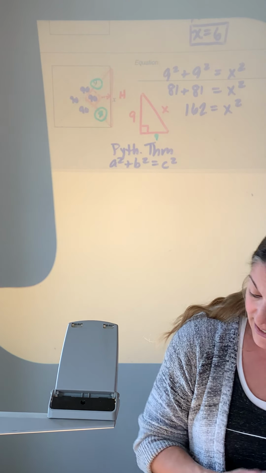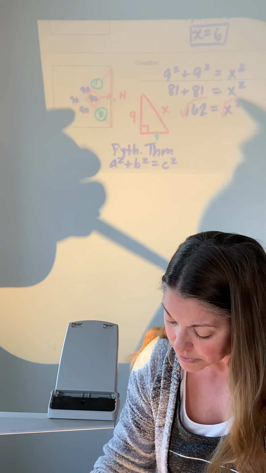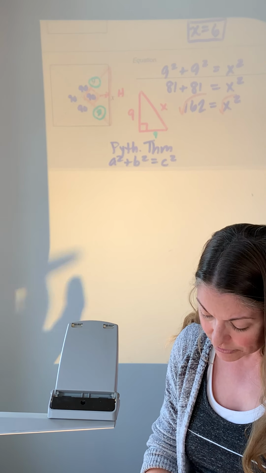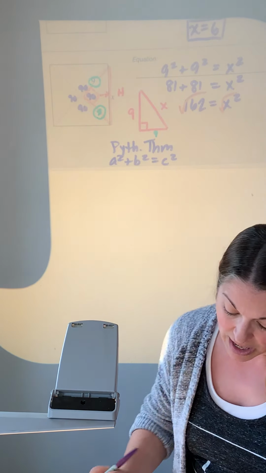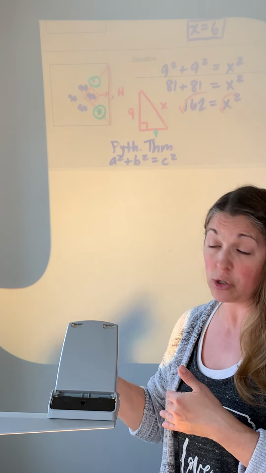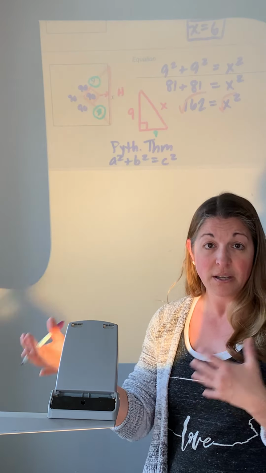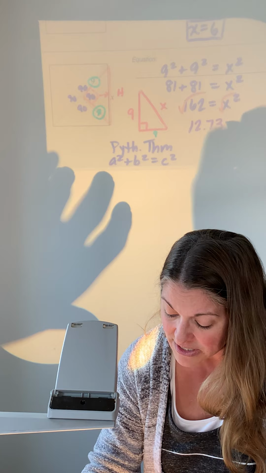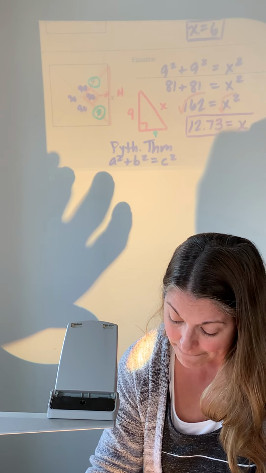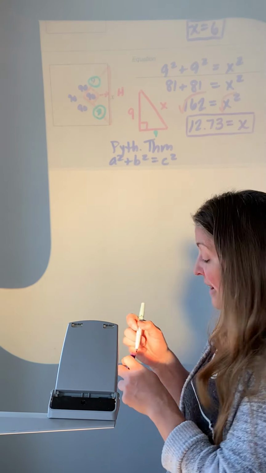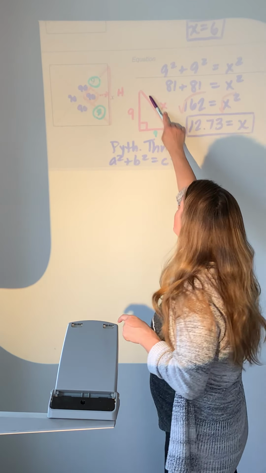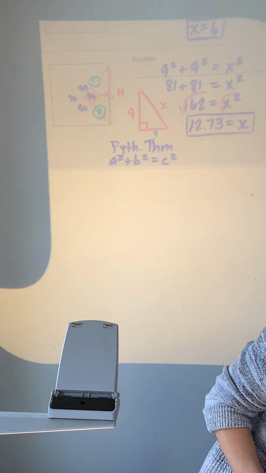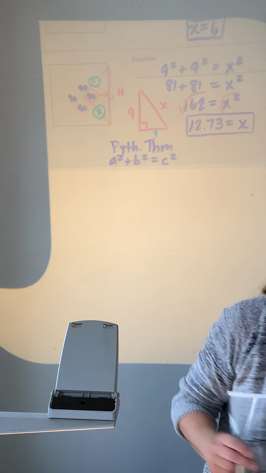So remember that to get rid of this x squared, we're going to square root. So if in my calculator I do the square root of 162, I'm getting 12.72, and then the third digit is a 7. 5 or above, give it a shove. So that's going to round up to 12.73. So 12.73 will be my value for x, which is this side right here. All right, one of the last problems we do for the square.